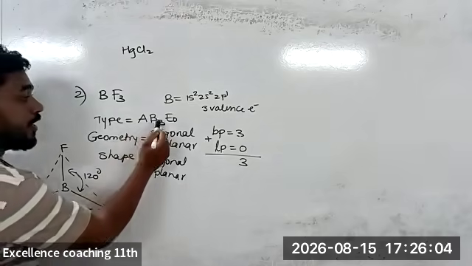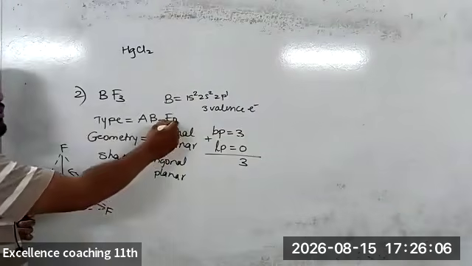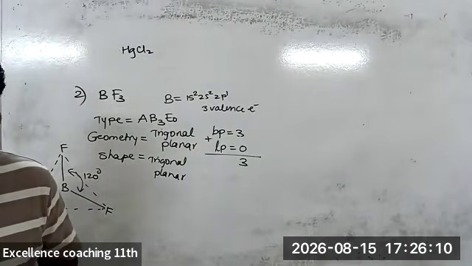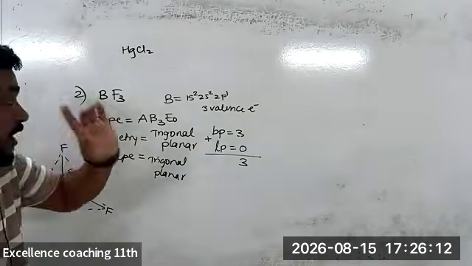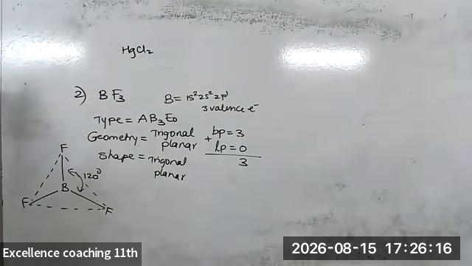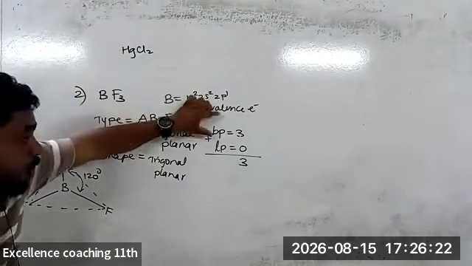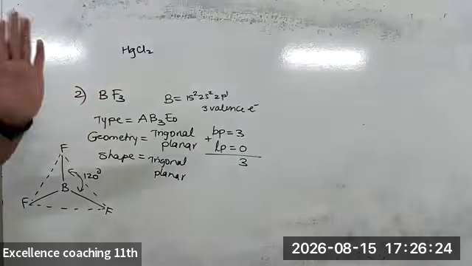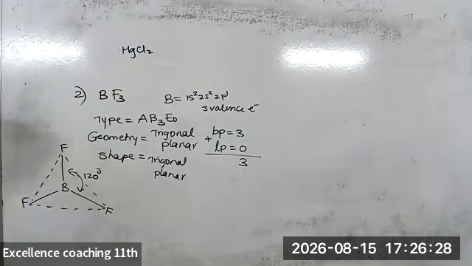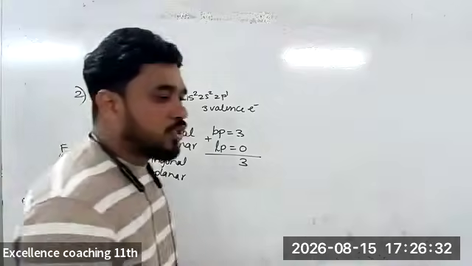Whenever your type is AB3E0, lone pair is 0. Geometry remains the same, but shape will change. I will tell you when it changes, don't worry about that. For now, remember the geometry, bond pair, lone pair and type. Only these are important for now. We will do shape later in the next 2-3 classes. Draw the geometry, huh? Draw the geometry.